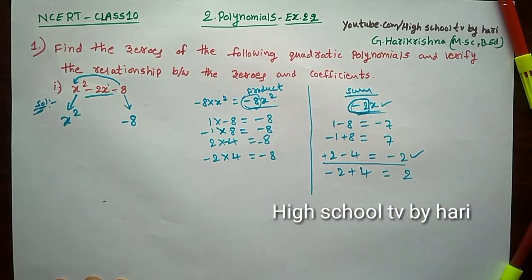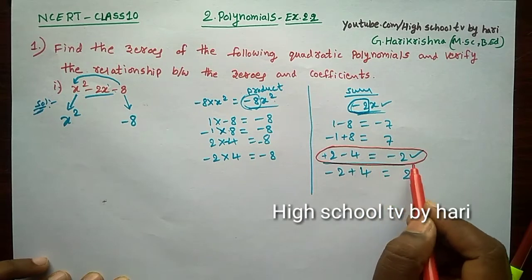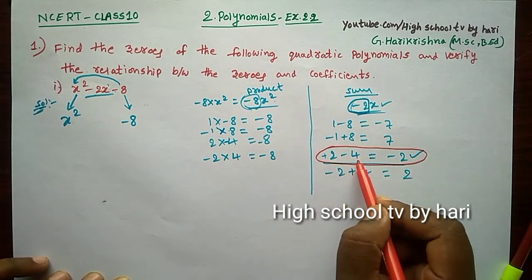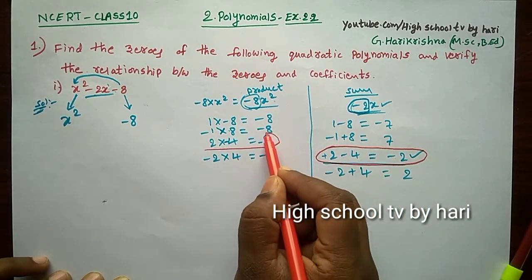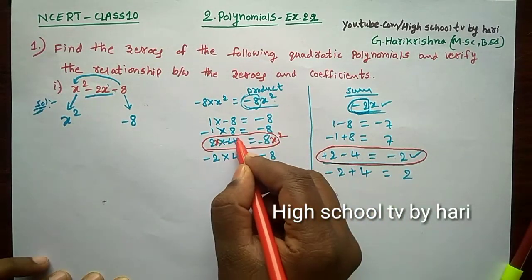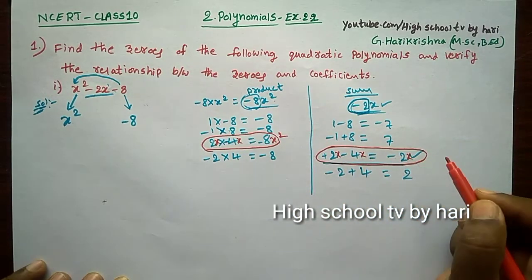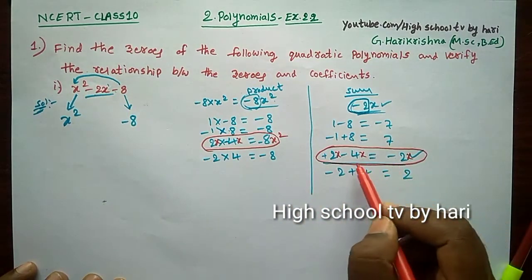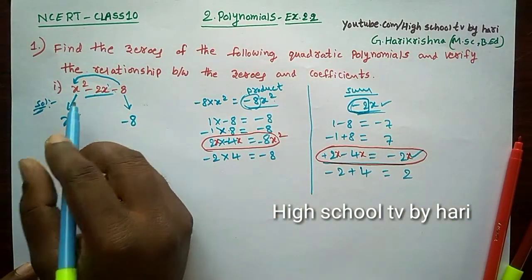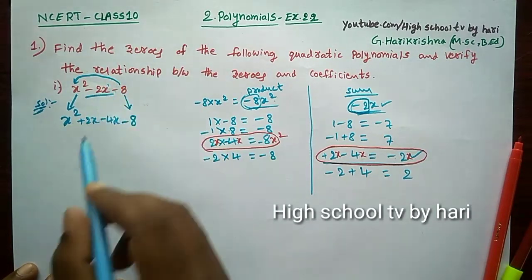We found two integers. The sum of the two numbers is the middle term, minus 2, and the product is minus 8. Plus 2x into minus 4x gives minus 8x square, and the sum is minus 2x. So minus 2x can be written as plus 2x minus 4x. So we split it like this, plus 2x minus 4x. The answer we get is this only.